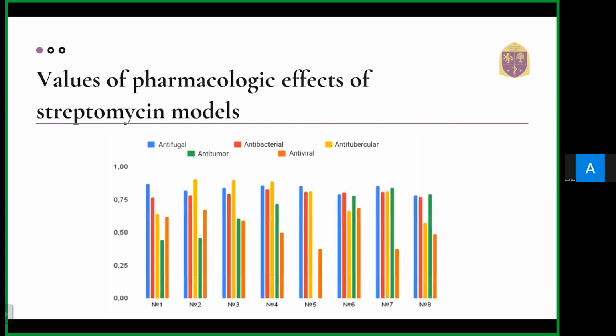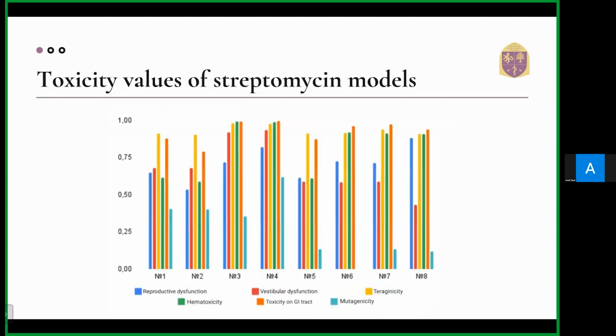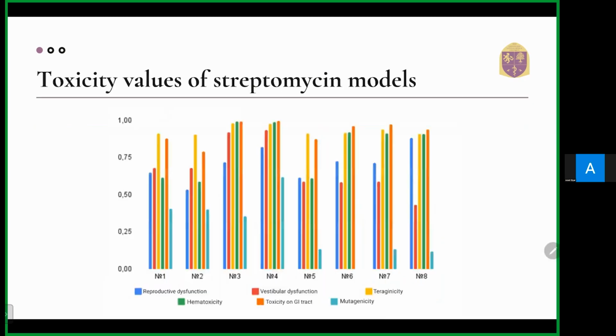Next, using the PASS online program, pharmacological and toxic effects for these 8 models of streptomycin derivatives were calculated, not only their pharmacological effect, but also toxicity values. There are some patterns that I would like to share with you. The analysis shows that the presence of phosphoric acid residue in the structure of streptomycin number 2 increases antifungal effect and decreases the toxicity scores, which are mutagenicity, reproductive dysfunction, and carcinogenicity.